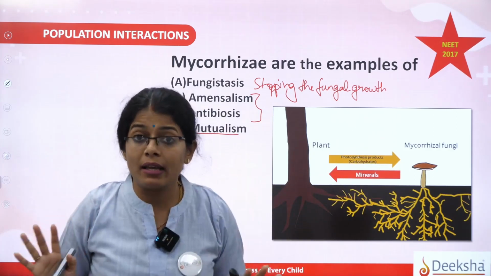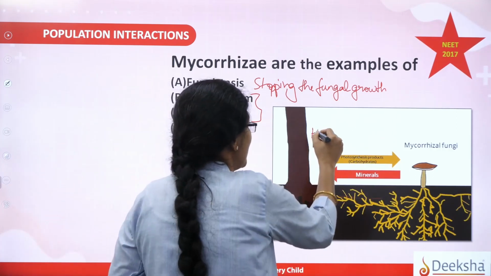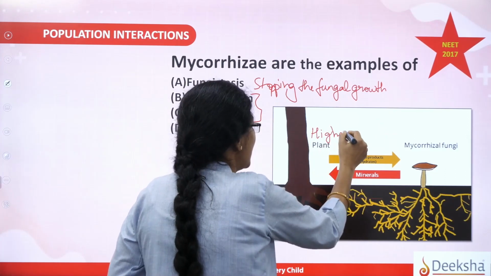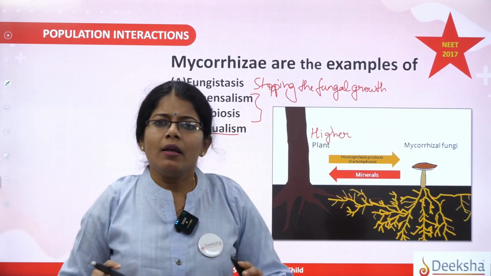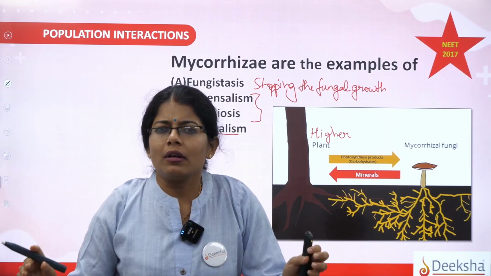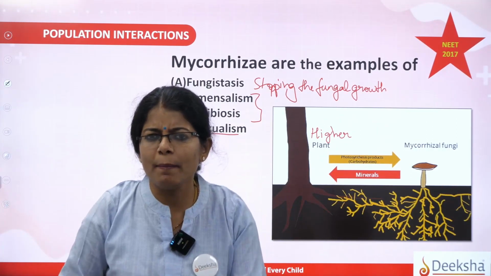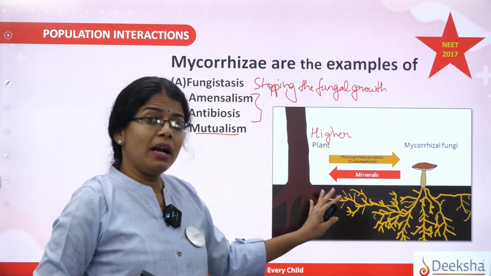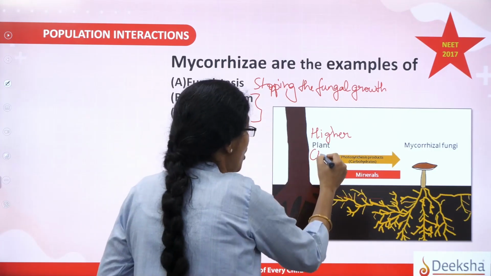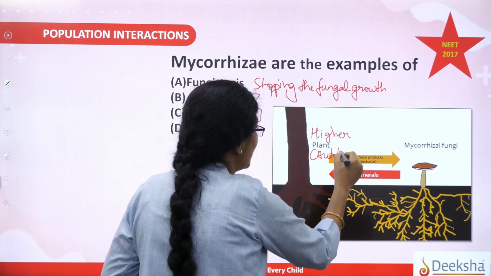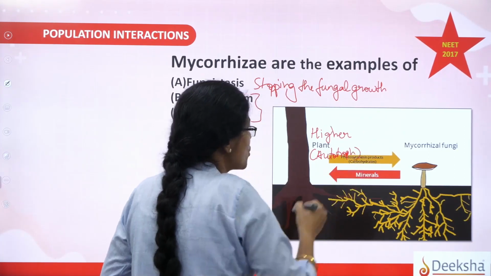Plant means it's a higher plant, that is a tree. So the higher plant's problem is that sometimes the root cannot fix the minerals properly, there is difficulty with fixation of the minerals. But the good part is what? The plant is an autotroph. What is autotroph? Making food on its own.